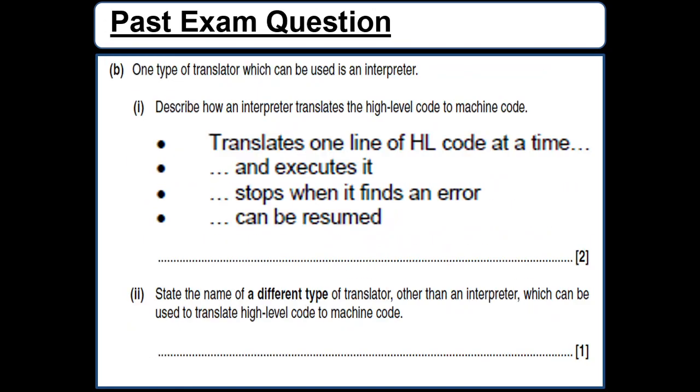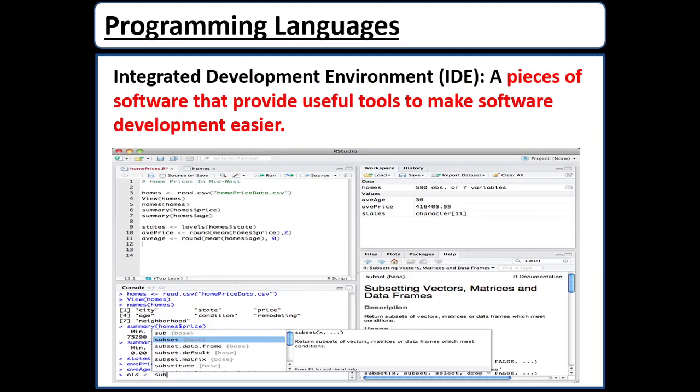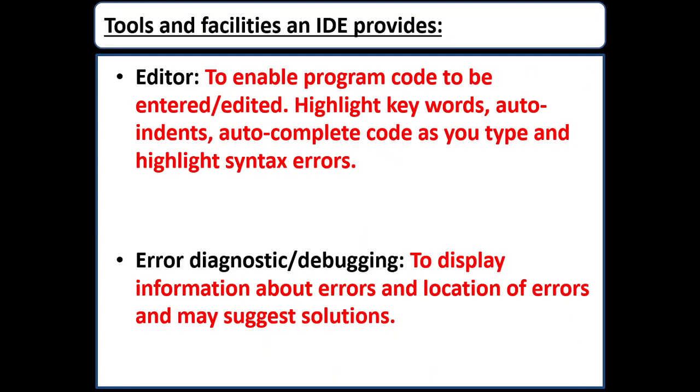Then we have IDEs. IDE stands for Integrated Development Environment, and it's software that allows you to create a program. So it allows you to code that program and develop the software. It has a lot of features, but the 5 main ones that you need to know about are, the first one is the editor, and that enables the program to be entered and edited. It also highlights the keywords for you, auto indents, and auto completes for you as well.